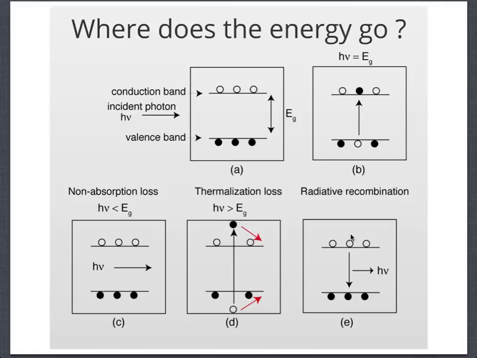And then there is radiative recombination. In solar cells, as the photons get absorbed and generate electron hole pairs, the electron hole pairs also recombine and emit photons.